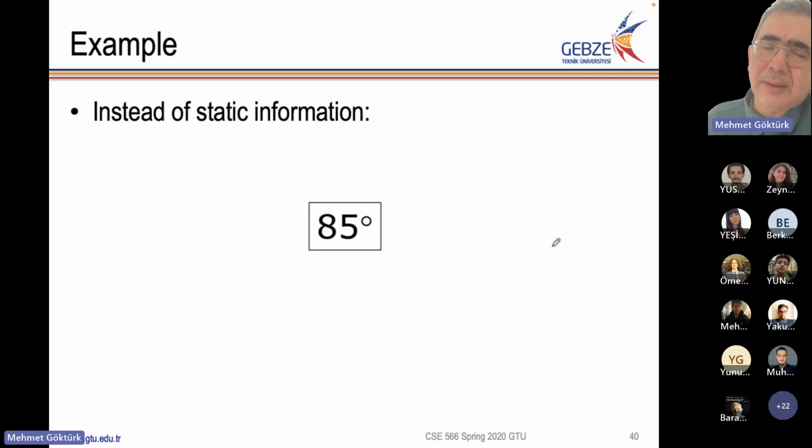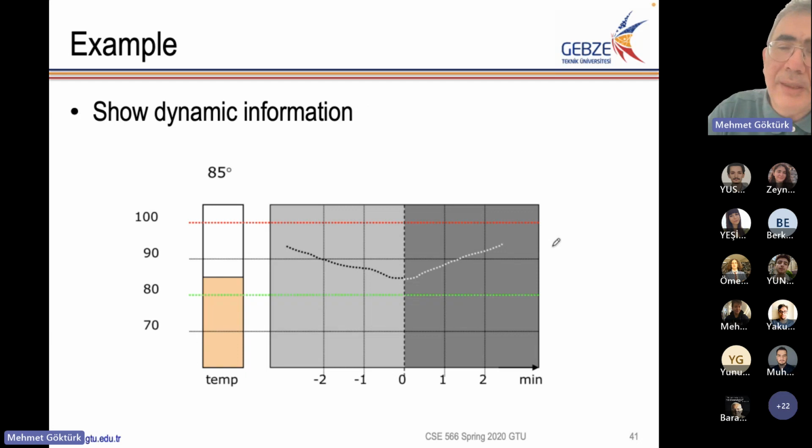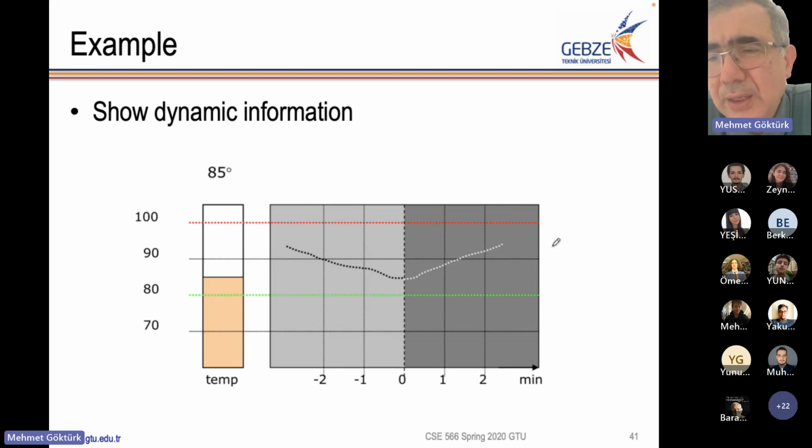This is an interesting example. Instead of this static information, 85 degrees, is it hot? Is it cold? We don't know. We have to be experienced about what it is. Is it in Celsius, Fahrenheit, or is it for the house? Is it for the engine? Is it for the hot water? But when you show this dynamic information, and on the left one is the temperature, you know the scale. Then it can also be colored, green or blue or whatever, so you are aware of the range.